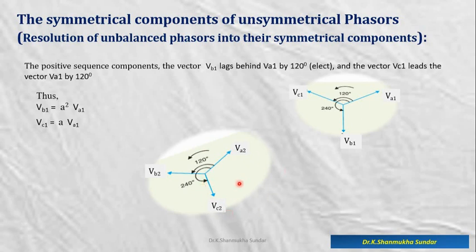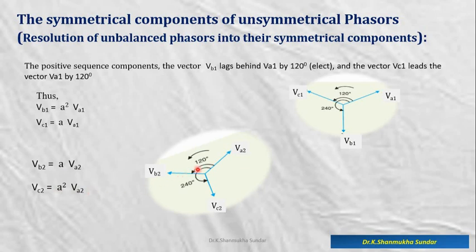Now when you write the negative sequence component with respect to A phase only, VC2 is lagging behind VA2 by an angle of 120 degrees, or leading by an angle of 240 degrees. Now how to represent this VC2 with respect to VA2? Leading by 240 means VA2 must be multiplied with A square. So VC2 is A square VA2.